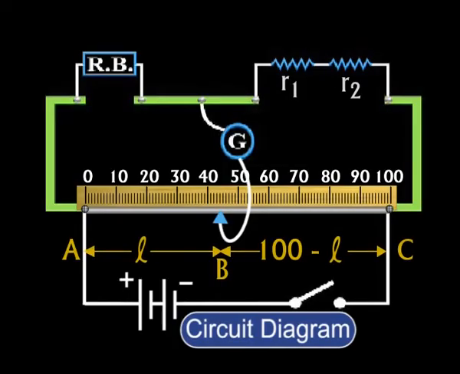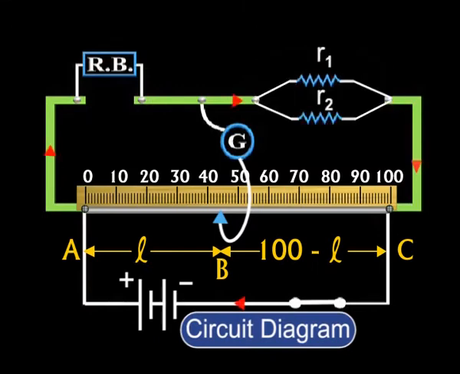This is the circuit diagram for this experiment. It is similar to our previous experiment, the only difference is in the right gap: in place of a single resistance wire, we have used the series and parallel combination of resistance wires.